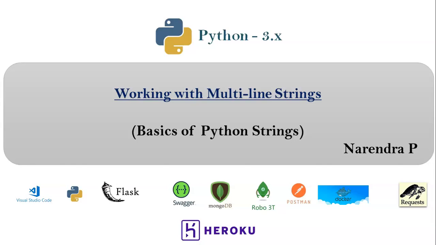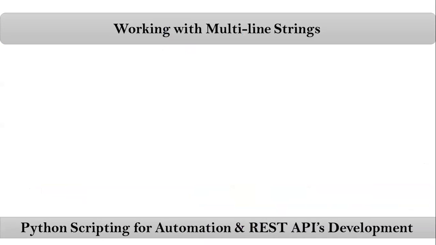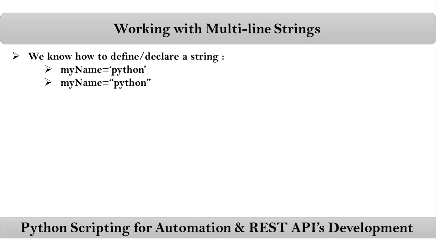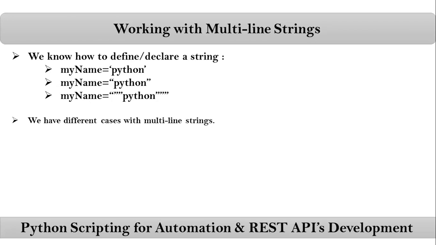Friends, here I will be talking about working with multi-line strings. We already know how to define or declare a string variable, that is using either single or double quotations, and also we can take triple quotations. That's fine. But here we are working with a string that may consist of a number of lines, either at input side or at output side. So for that, we have different cases. Now let me explain them with a simple example.